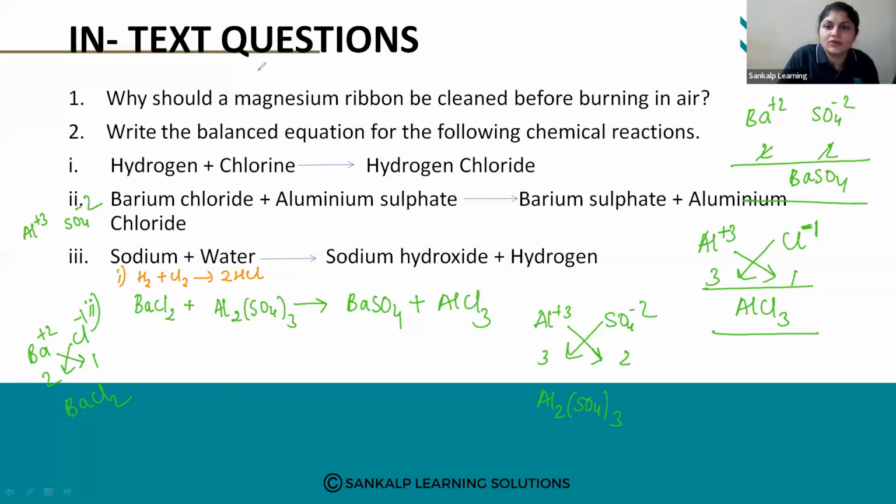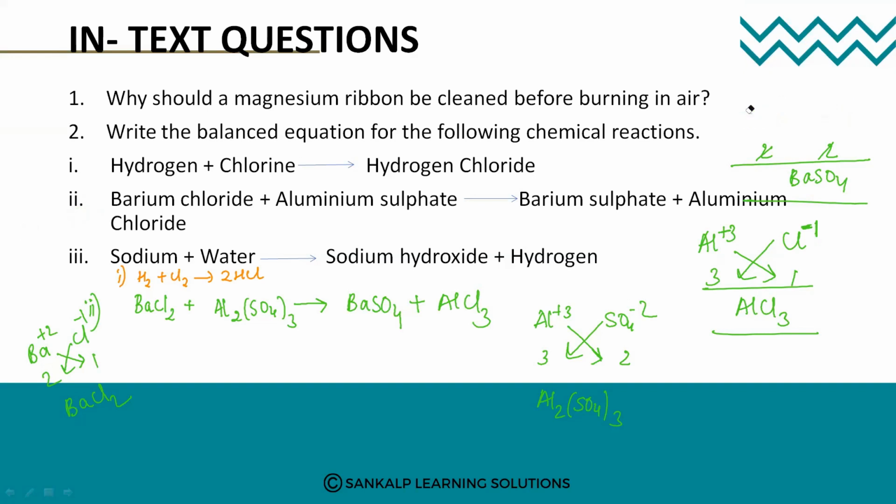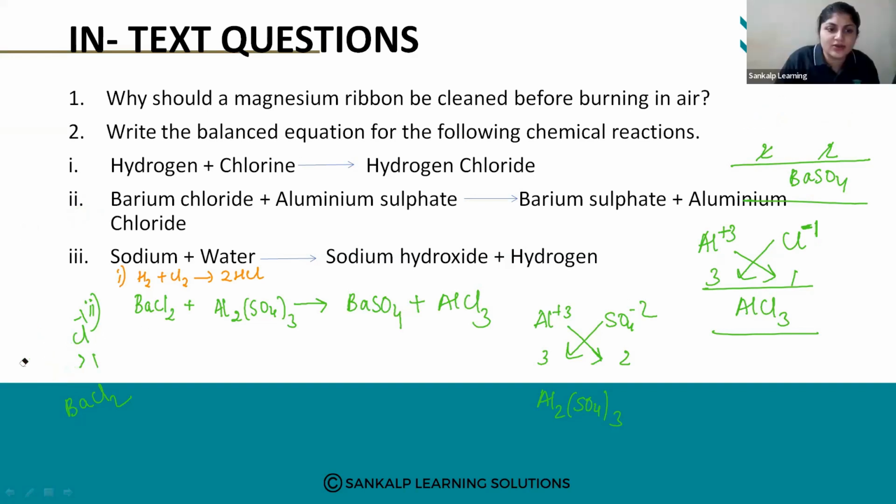So, till here it is clear. Yeah, till here this is clear. I'll go further, I'll show you next. Till here, everyone, this is clear? Yes, ma'am. So how to write the charges and all, you have understood how to write the compounds. So this is clear now. How to write aluminium sulfate, barium chloride, how to crisscross, everything is clear.